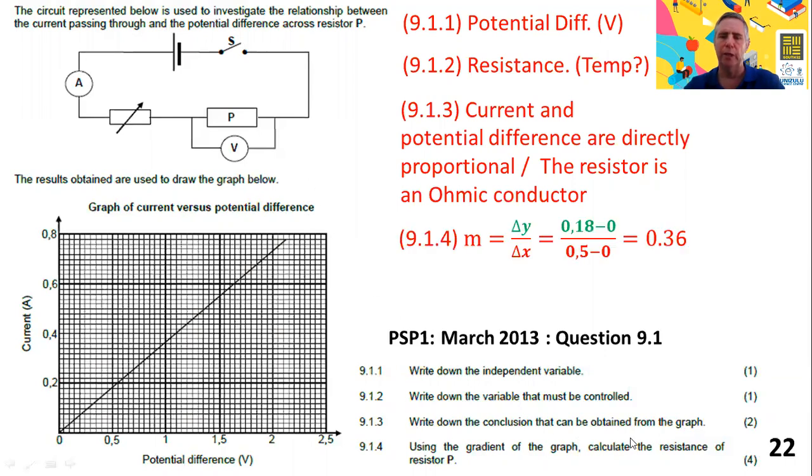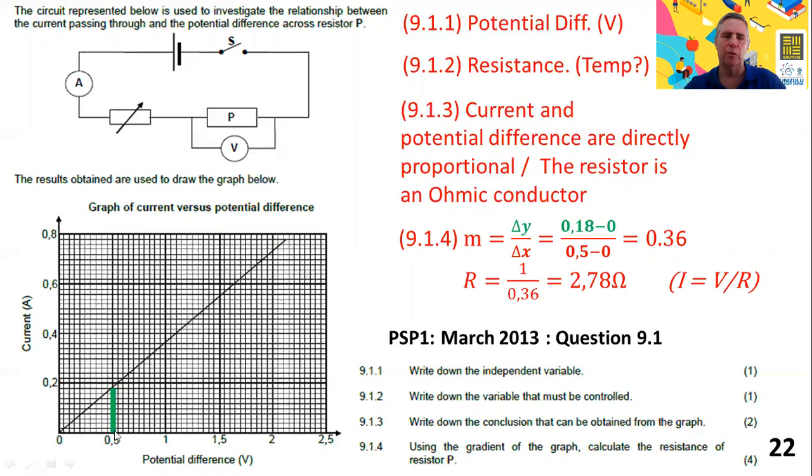9.1.4, using the gradient of the graph, calculate the resistance of resistor P. Well, the gradient is delta y over delta x, and we calculate the gradient. Where did I get that from? The y value of the gradient is from there to there. It's 0.18. Now, what you learned about scale and intervals is very important here. Each small block in the vertical is 0.02 amps. So 9 of those small blocks is 0.18.